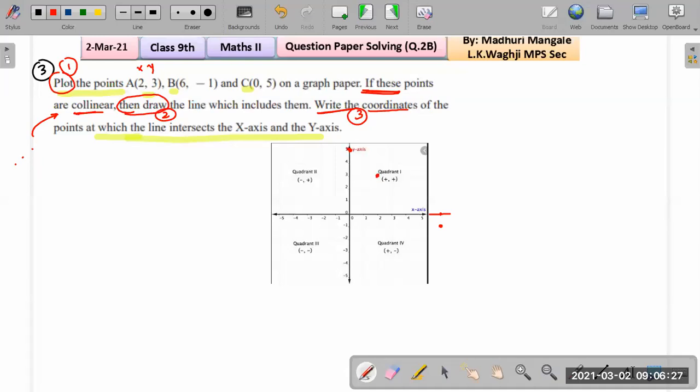I will show you how you need to do it in exam. You need to plot the point and you need to mention which point that is. So this one is C, which is 0 comma 5. This point is point A, which is 2 comma 3, and this point is point B, which is 6 comma negative 1. Now clearly, just by looking at the figure, you can see that these 3 points are lying on one straight line. Just check.